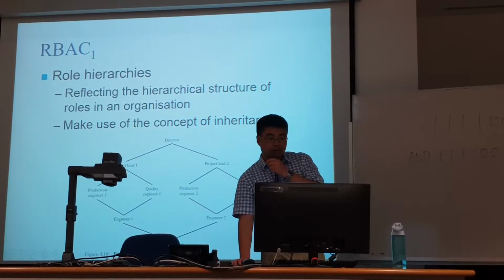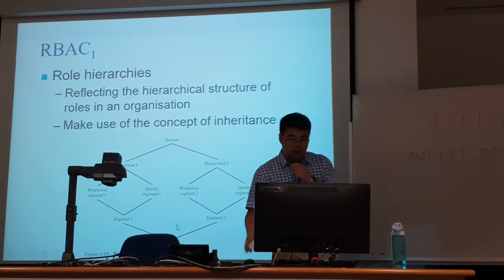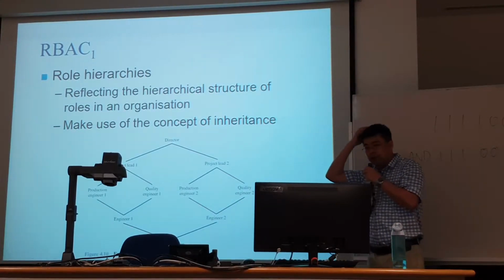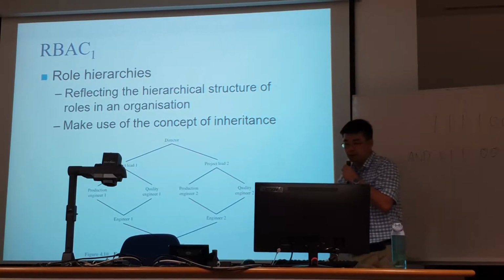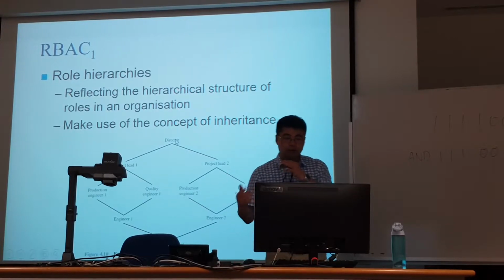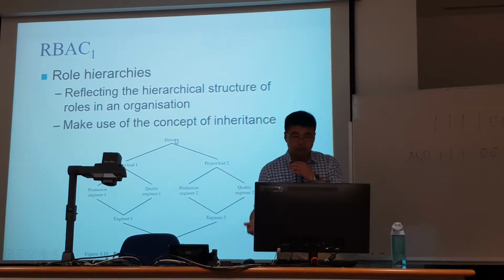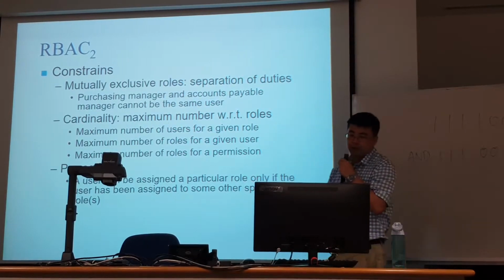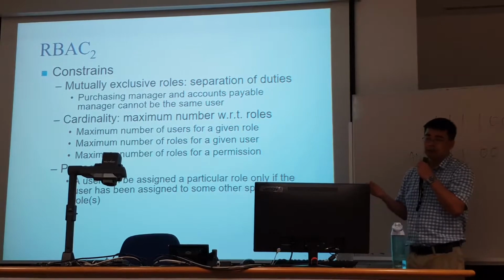Project leader will inherit all the permissions of the engineer and so on. So you can have the concept of inheritance implemented in this role-based access control. In this case, you only need to specify, for example, the unique permissions for the director, and then, based on the project leader's permissions, you can get all the permissions of the director, because the director will inherit all the permissions of the project leader.